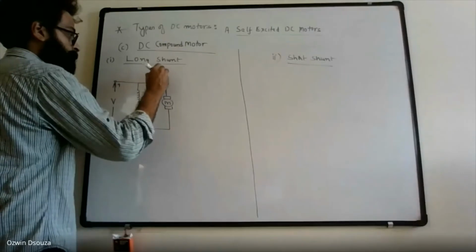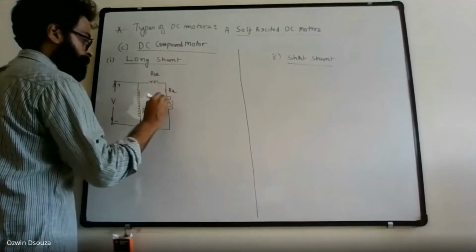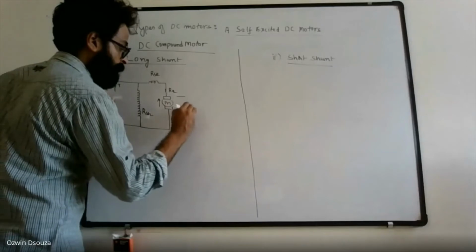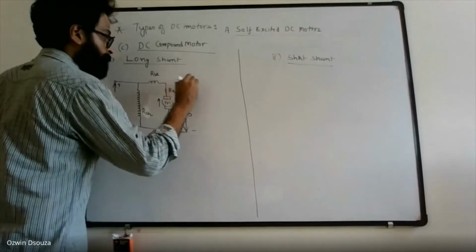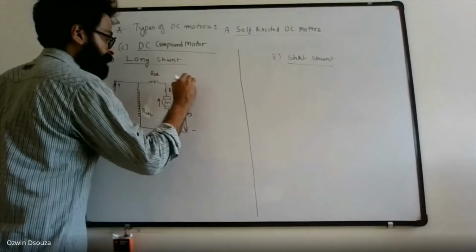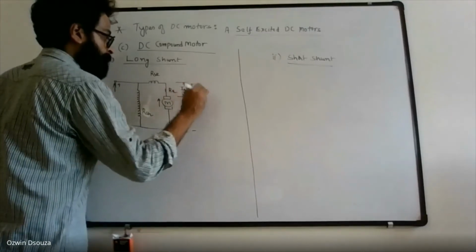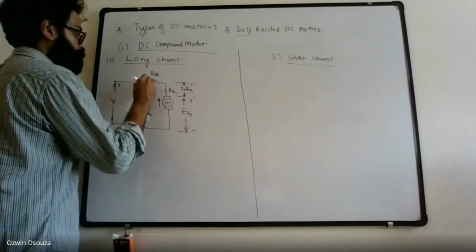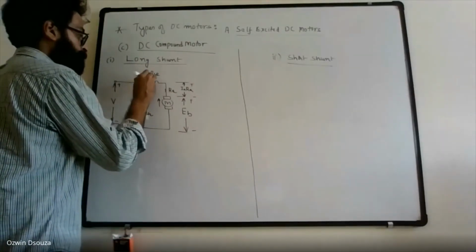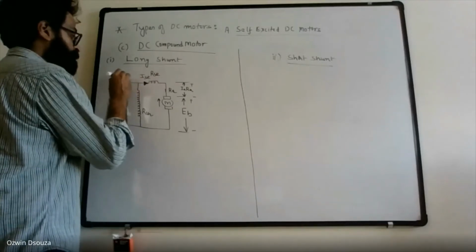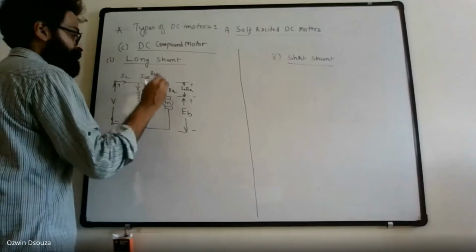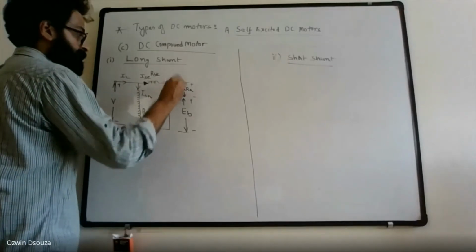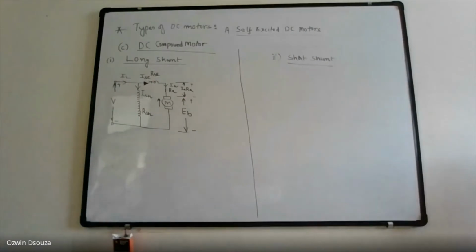RSH, RSC, RE, EB, IA RA drop, this is ISC, line current IL, field current ISH, armature current. That's all. So that's your long shunt DC generator.